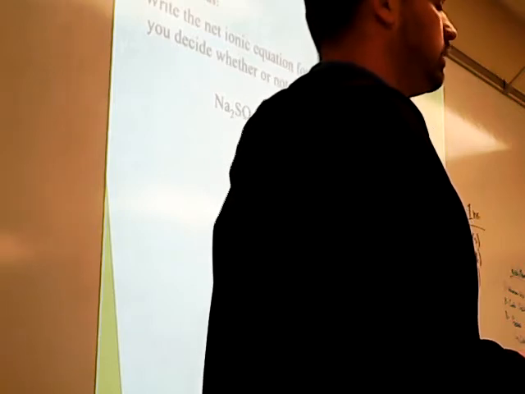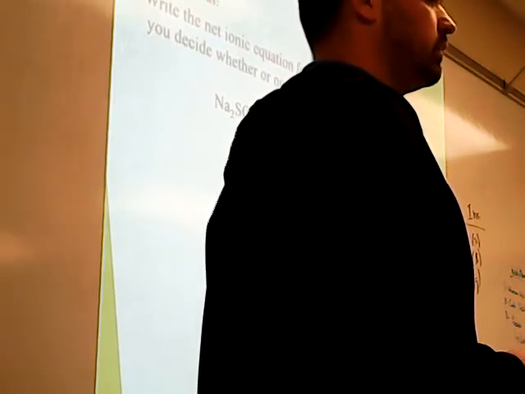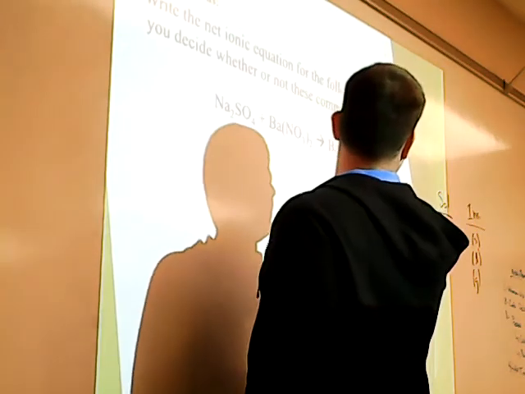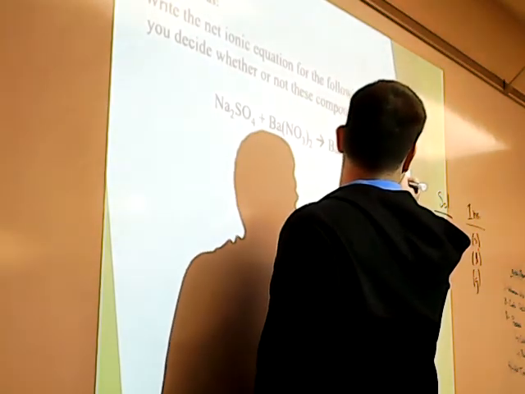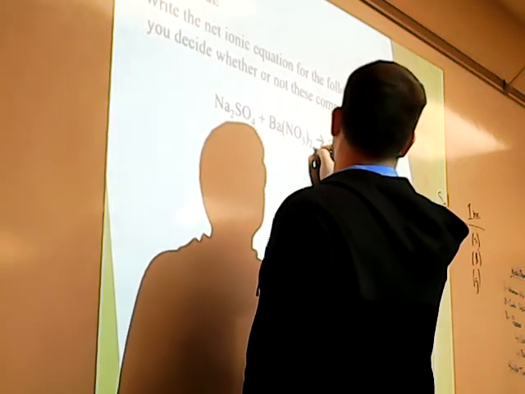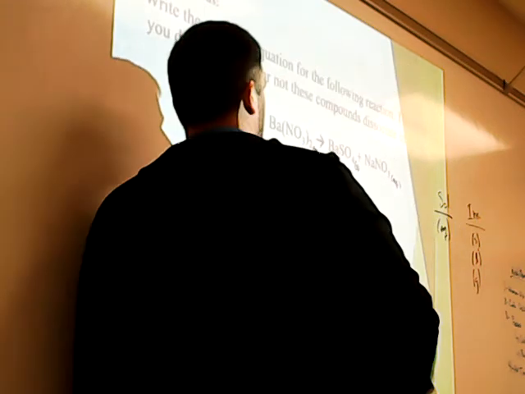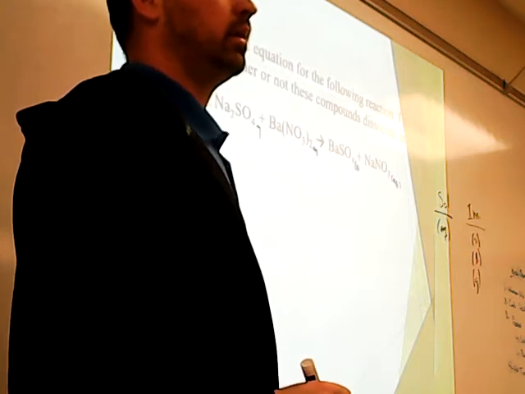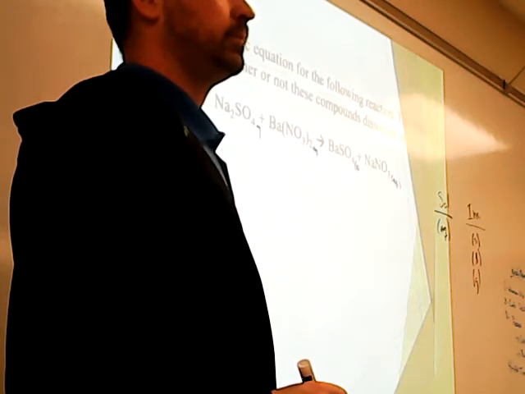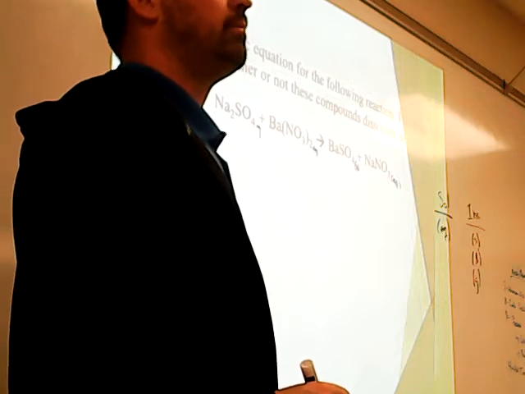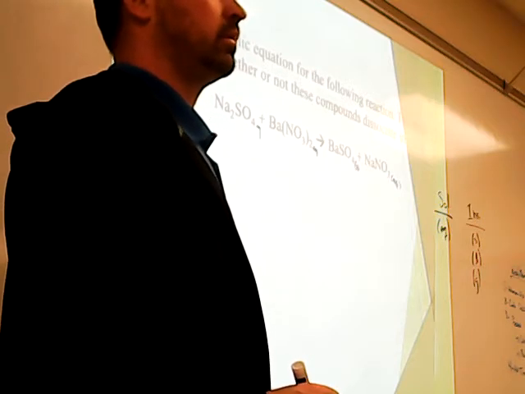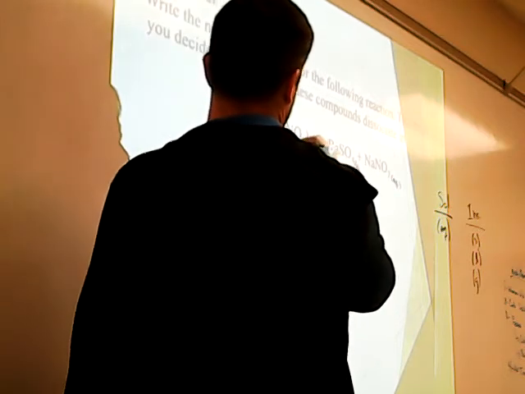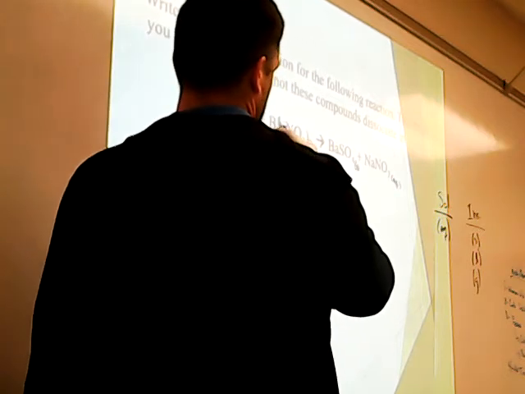What I like to do... these are the BaSO4. There you go. So here's your only solid, the rest are going to be aqueous. What do I need to do to balance this, Carson? Oh yeah, so you have to split all the aqueous ones. Balance the entire equation. Right, you have to add a 2 to the sodium nitrate.